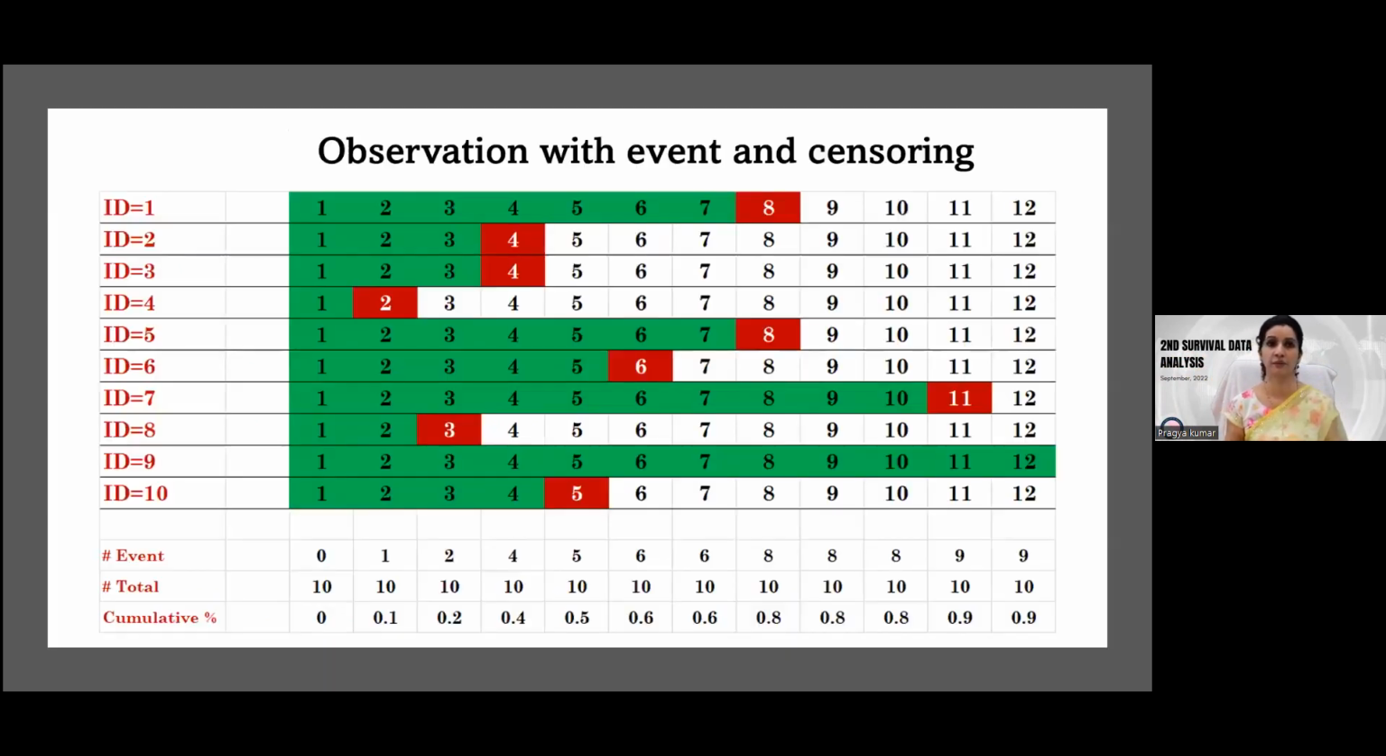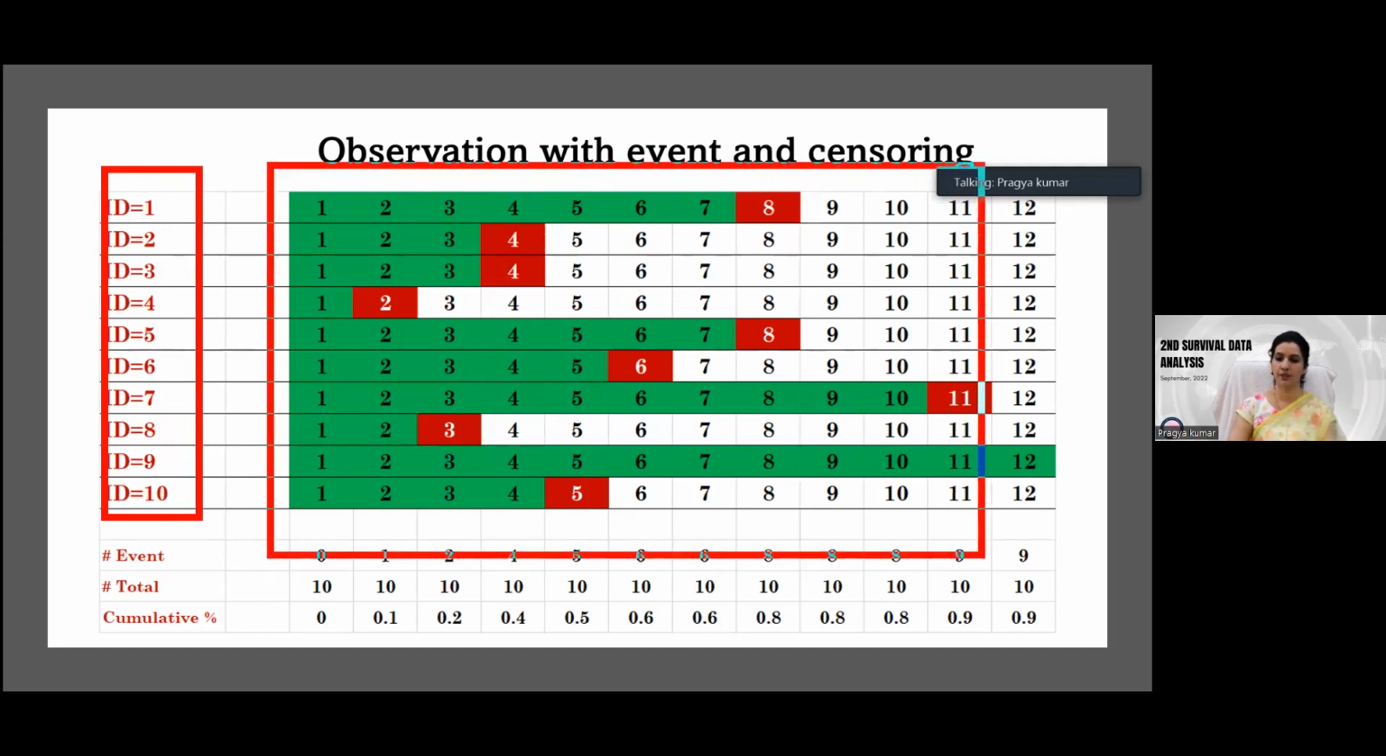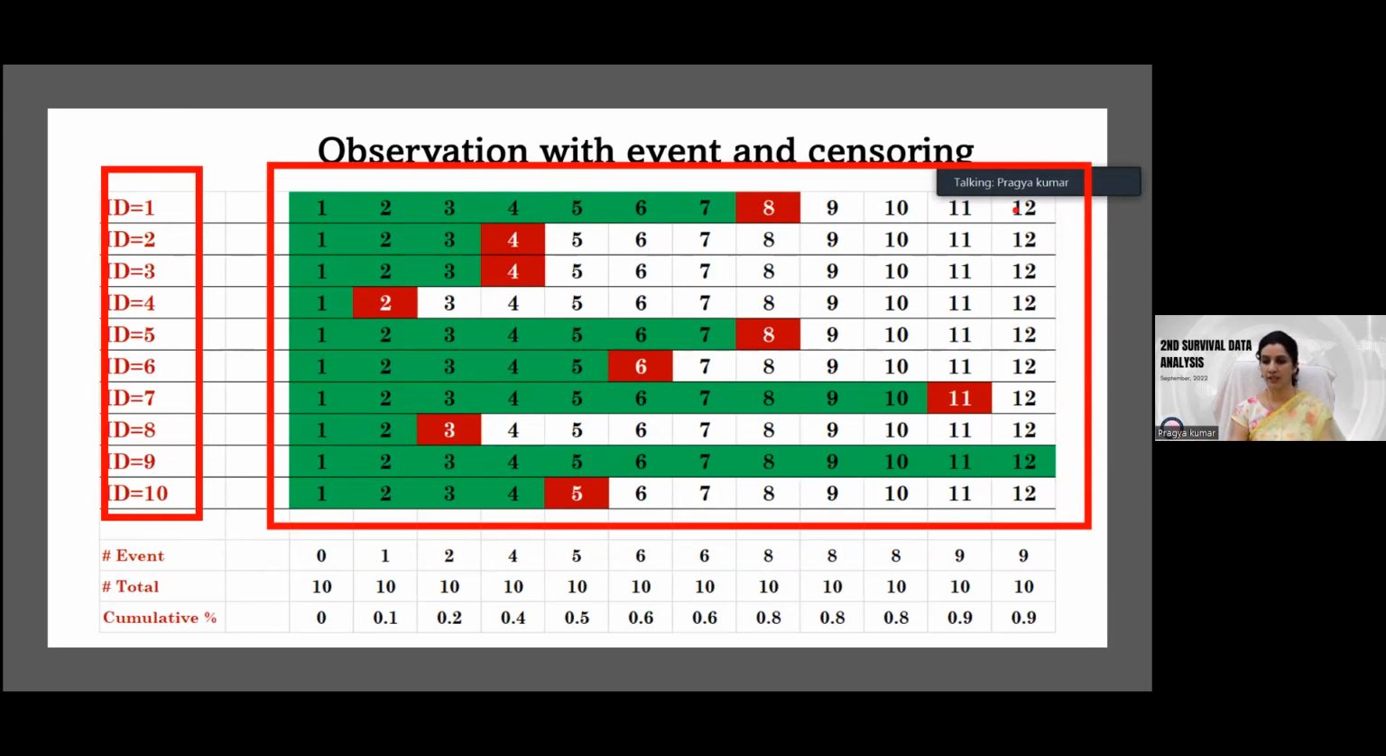Okay, thank you. So now coming to this example, I will take some time to explain this. This is the observation with event and with censoring. So these are the 10 patients. If you see the first column, this is the ID of the patients. So there are 10 patients. This green and red is for the month. All these patients have been followed. The total study duration was 1 year, so you can see these 12 months.